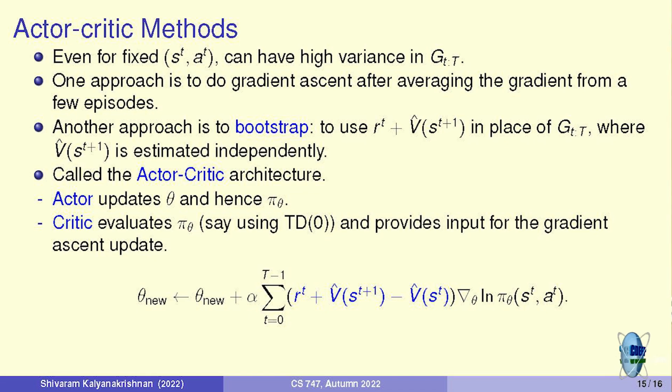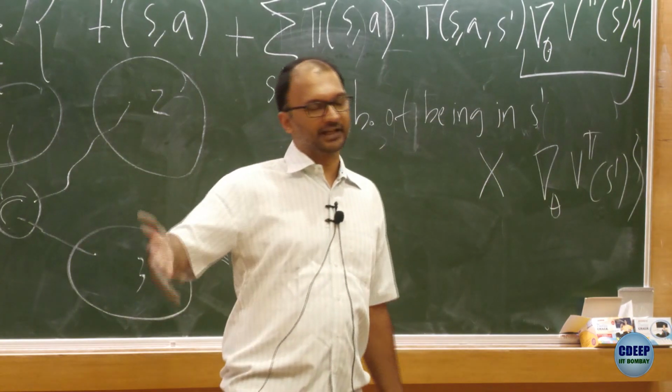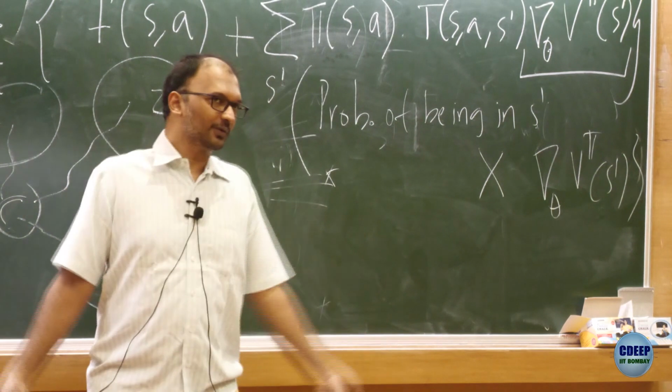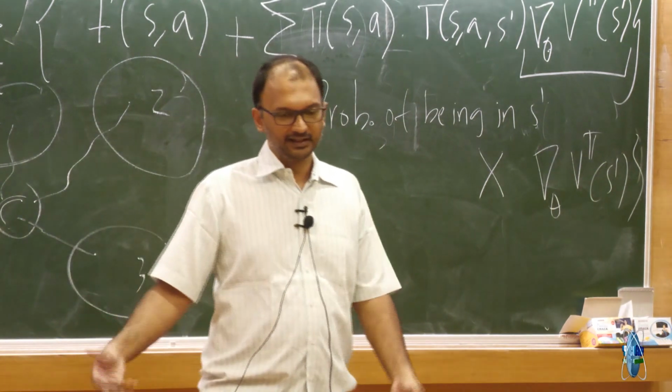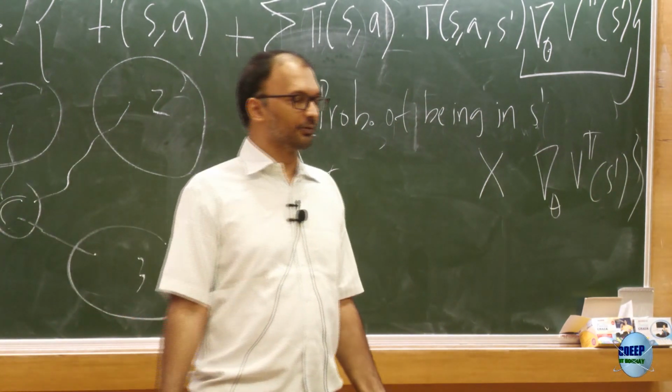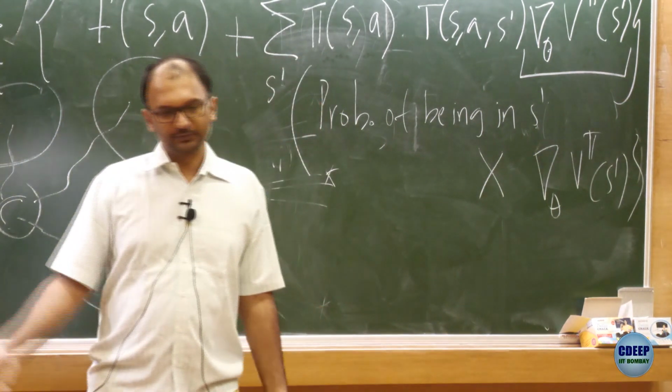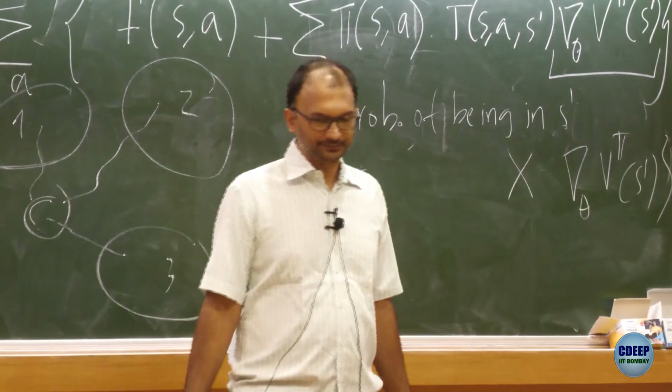So here, our actor is the part of the agent that updates theta, and therefore implicitly the policy pi. The critic evaluates pi theta. If theta is the policy that you're following, then you evaluate it maybe using TD(0). You can also evaluate it using other methods, like batch reinforcement learning methods if you want, which we'll see, I think, maybe in the next class.